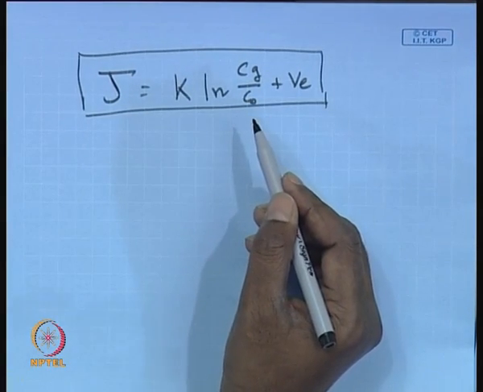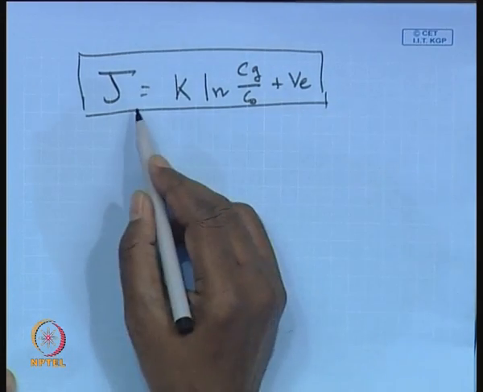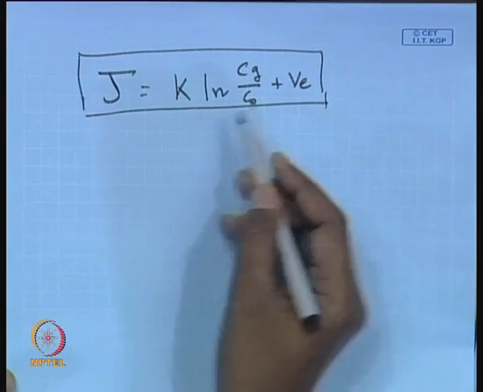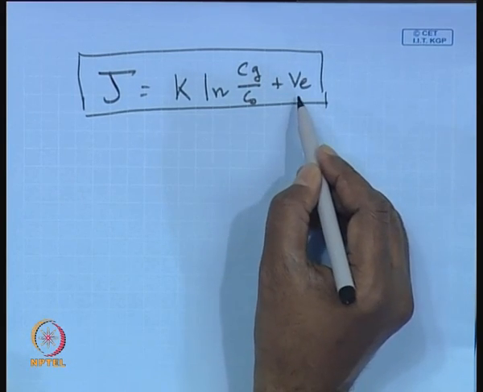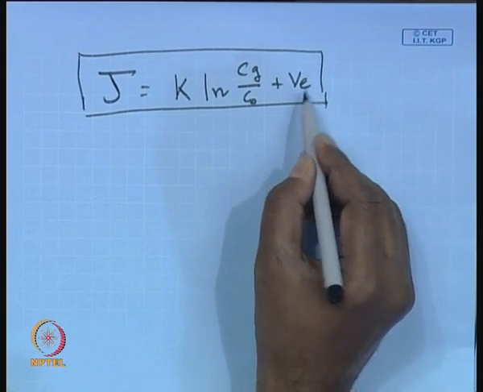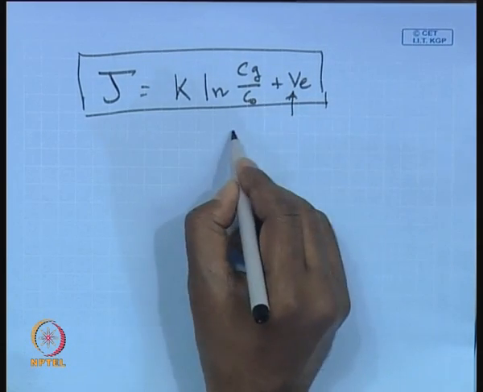So, if you remember the case without external electric field, this term was not present, it was simply J equal to K ln Cg by C naught. In the case of electric field assisted ultrafiltration, gel layer controlled, the electrophoretic velocity will be added up with the second term.